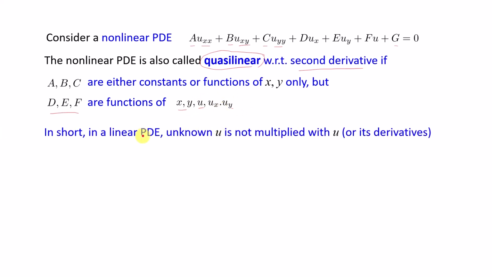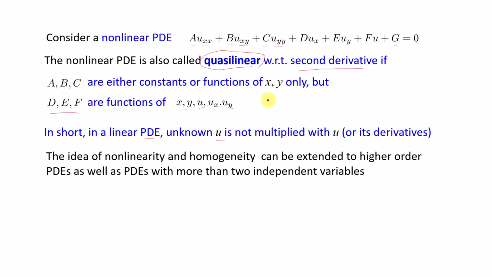In short, in a linear PDE, the unknown u is not multiplied with u or its derivative. If it is, then the equation could be nonlinear, and a particular case is quasi-linear. This is an important distinction because in some cases the quasi-linear equations are slightly easier to solve. Of course, the ideas of nonlinearity and homogeneity can be extended to higher order PDEs as well as PDEs with more than two independent variables.